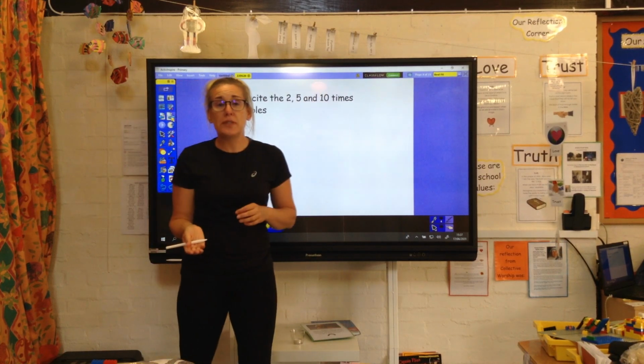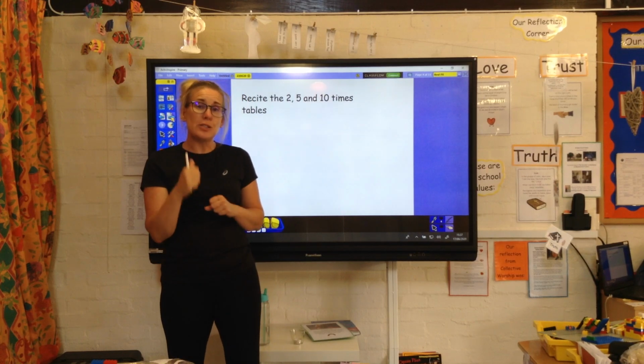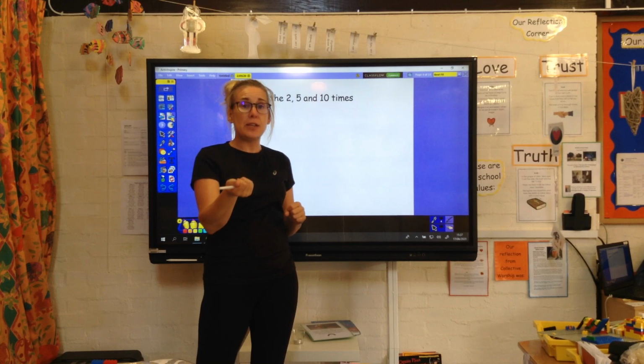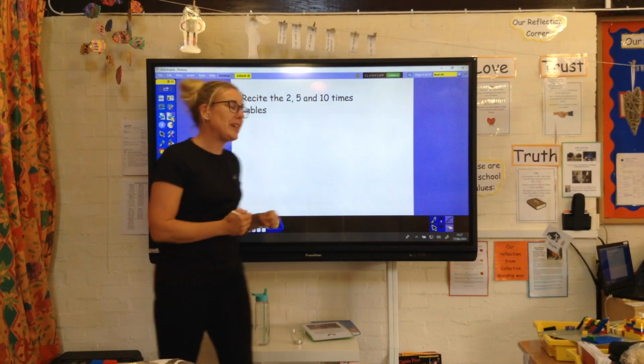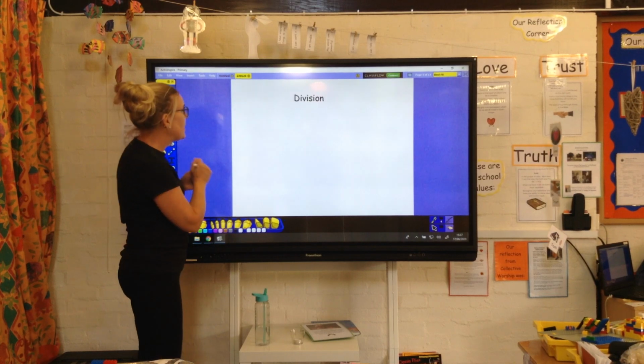Practice your 2s, 5s and 10s times table. I know in class we've been using the iPads to time ourselves to see how quick we can get. I'm really pleased if you want to do that. You can always send your times in to me and I'll see if we can beat you in class.